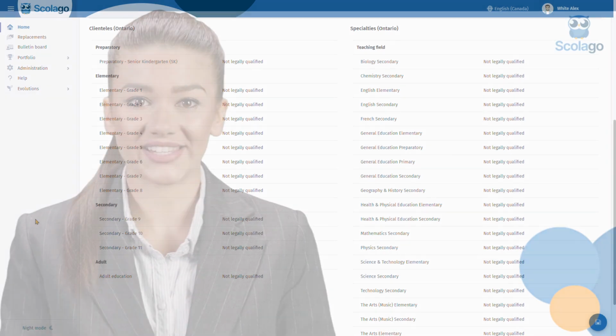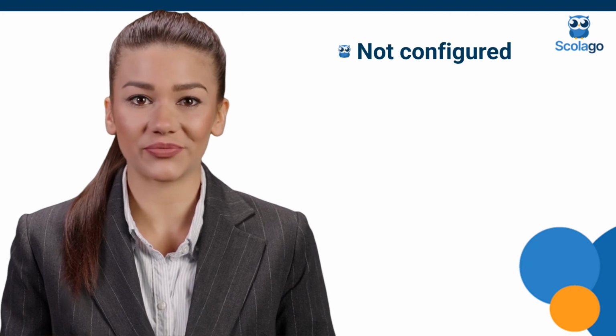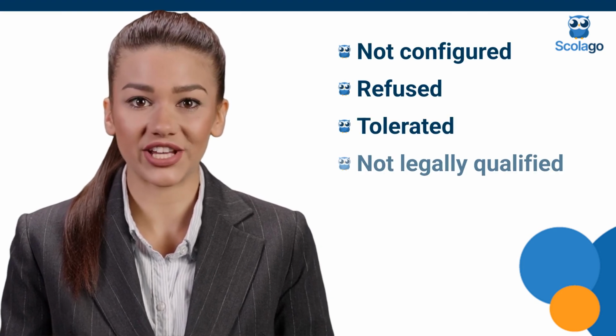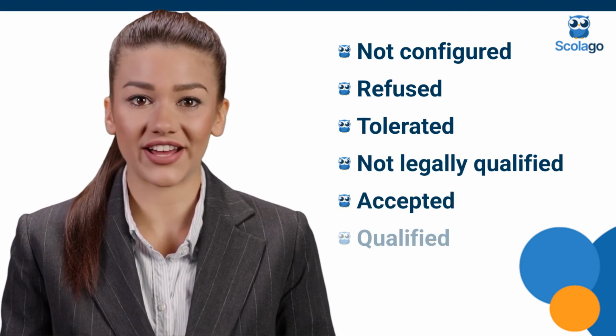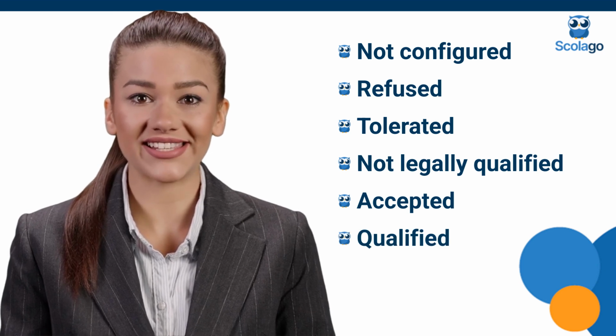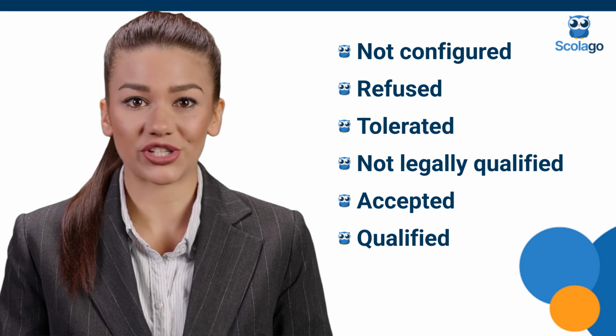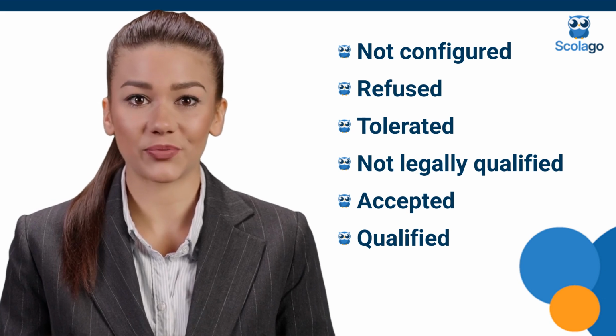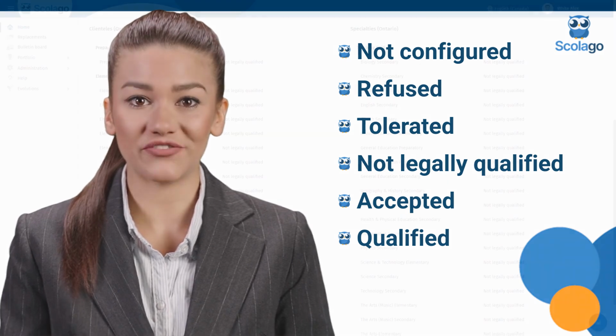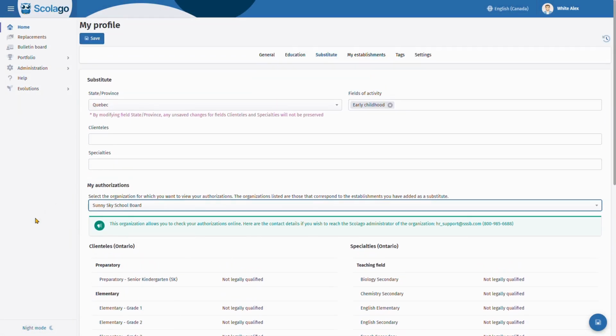The various statuses are as follows: not configured, refused, tolerated, not legally qualified, accepted, and qualified. The use and meaning of each status are specific to each organization. For any inquiries regarding your replacement authorizations, we invite you to contact the organization's platform administrator. You can find their contact information in the message below.